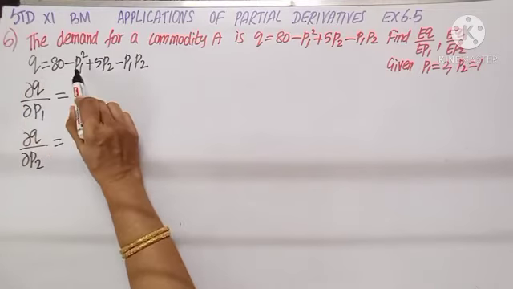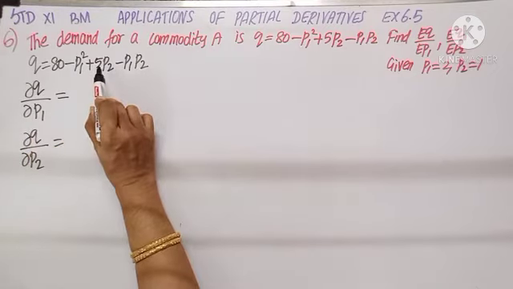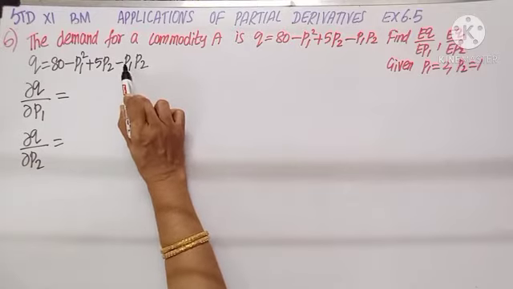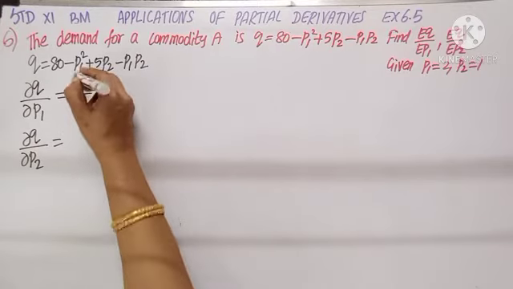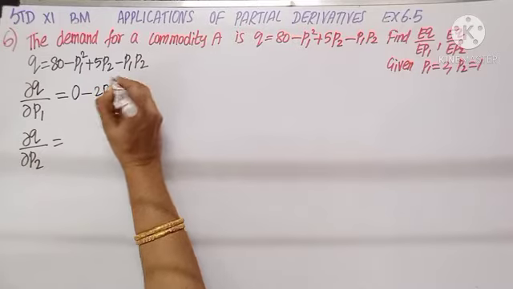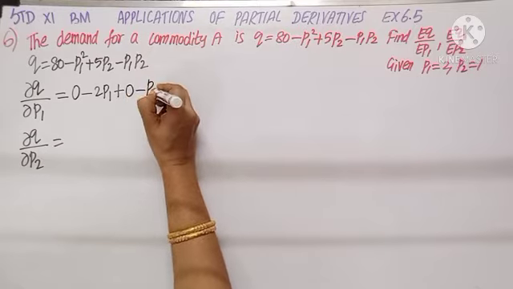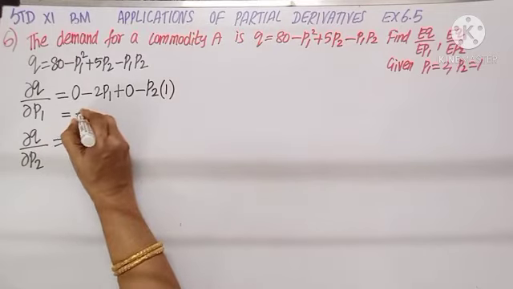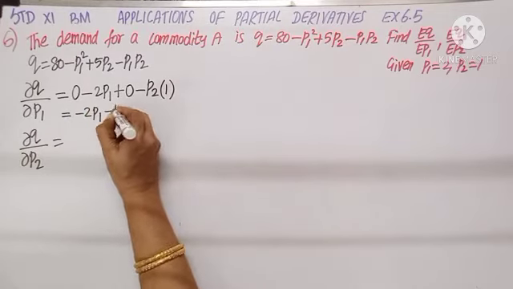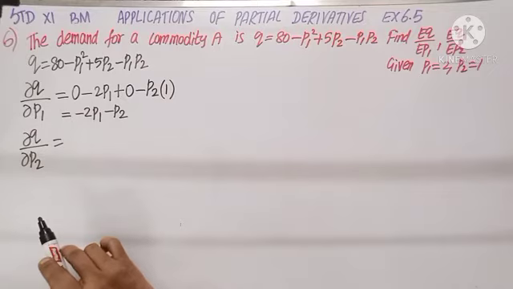Differentiating Q with respect to P1. Let us be careful. I am doing with respect to P1. P2 comes alone, it will become 0. P2 comes with P1, keep it as it is. So 80 constant becomes 0. P1 square becomes 2P1. Here no P1 at all, it becomes 0. Minus, keep P2 as it is, P1 becomes 1. So what is my answer? Minus 2P1 minus P2.